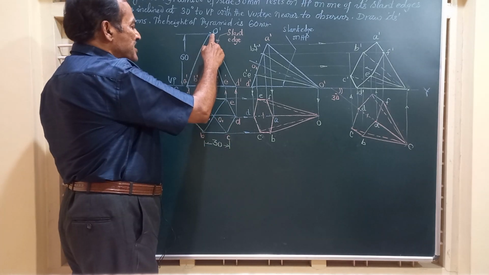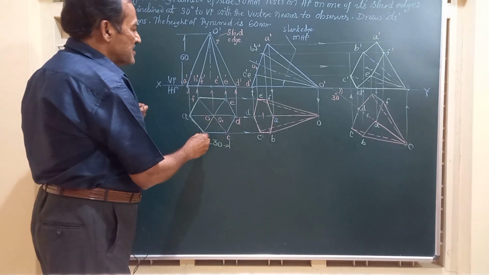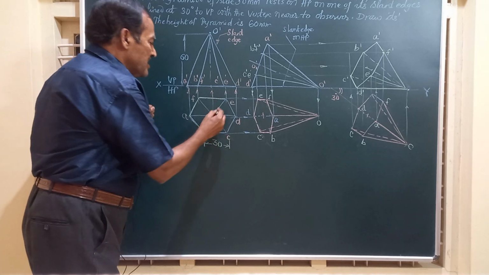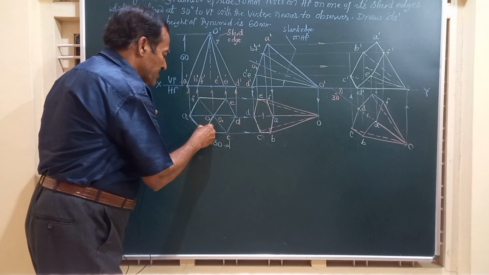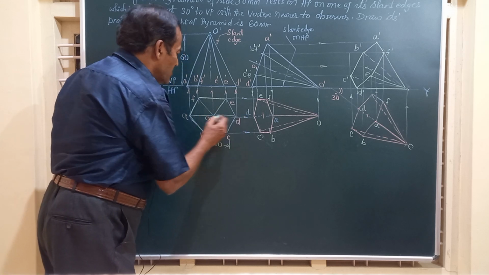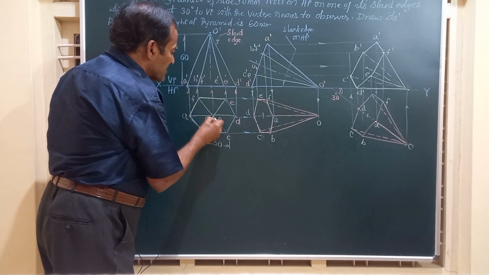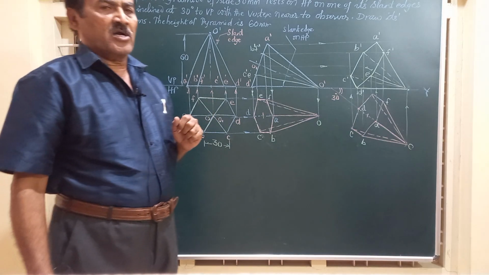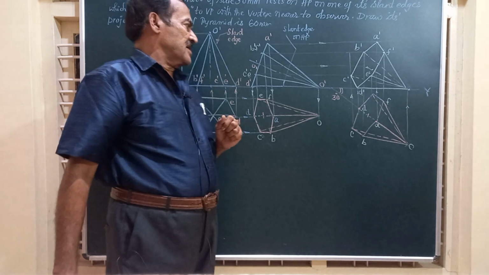O dash is the vertex, O is the top view of this vertex, and OA, OB, OC, OD, OE, etc. represent the slant edges of the hexagonal pyramid. So very obviously we have 6 slant edges OA to OF, and along its lateral surface it has got 6 triangular faces, and all these 6 triangular faces are isosceles triangles.